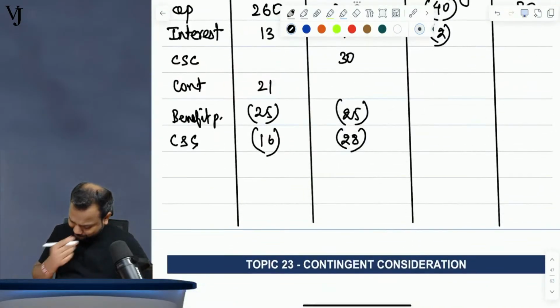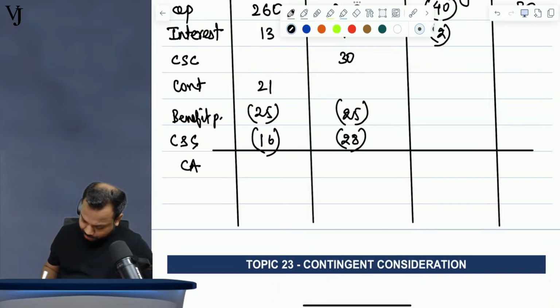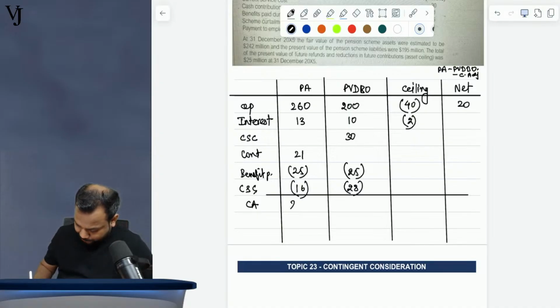Now, with this, your carrying amount comes up to how much? 260 plus 13 plus 21 minus 25 minus 16 is 253. Now PVDBO is how much? 200 plus 10 plus 30 minus 25 minus 28 is 187. This is the carrying amount.